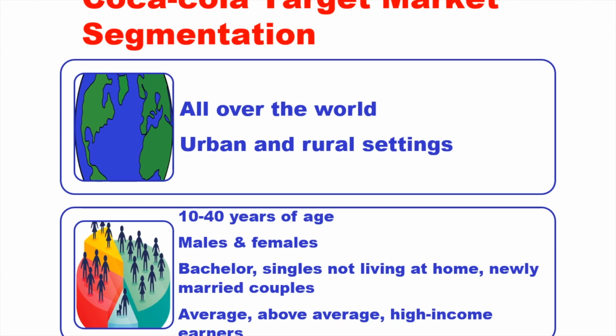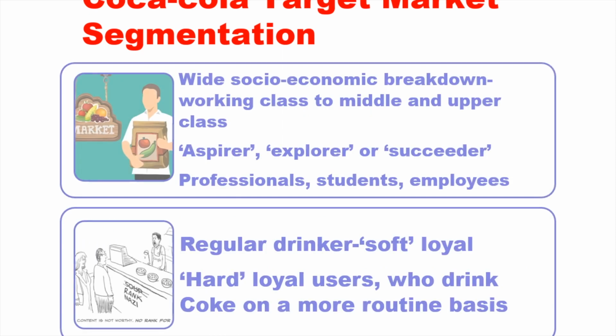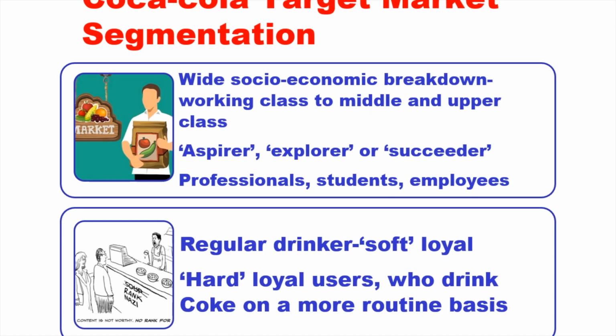The typical Coke consumers may live in urban centers or rural settings. For Coca-Cola demographic segmentation, it includes a broad age range of younger to midlife consumers from 10 to 40 years of age. The psychographic segmentation of Coca-Cola consumers includes a wide socioeconomic breakdown from working class to middle class and upper class, typically characterized as aspirer, explorer, or succeeder.